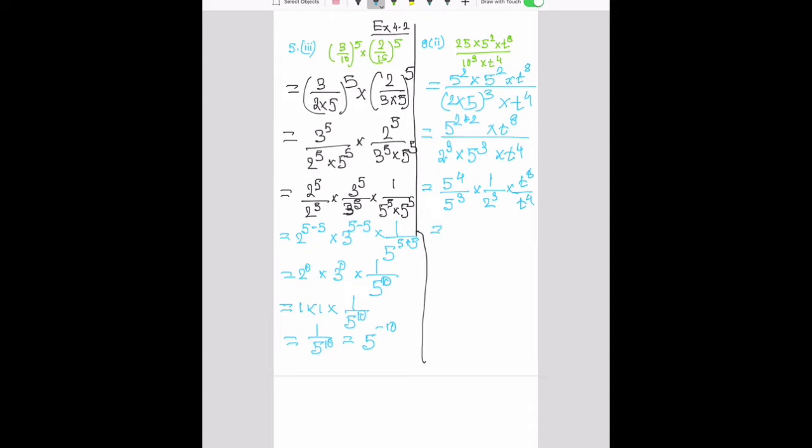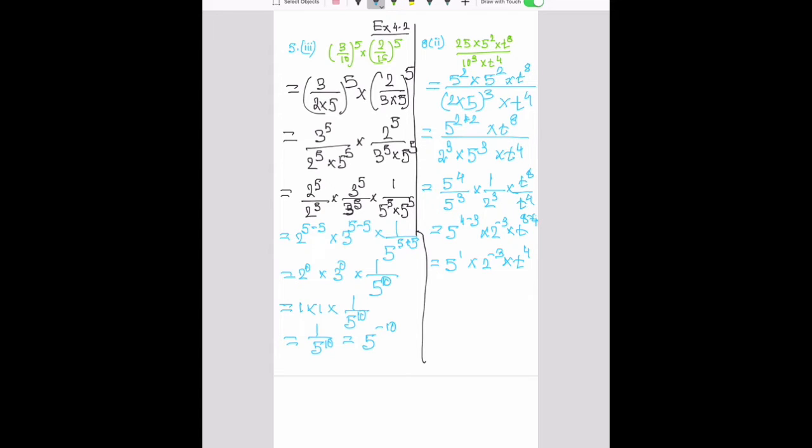So now this is 5 to the power 4 minus 3. 2 to the power we can write minus 3. I'm just removing the reciprocal part of it. And t to the power, we have got 8 minus 4. 8 minus 4, which is 5 to the power 1, 2 to the power minus 3, and t to the power 4.